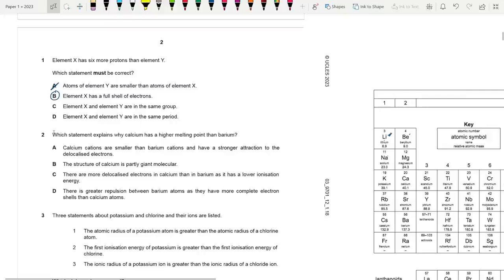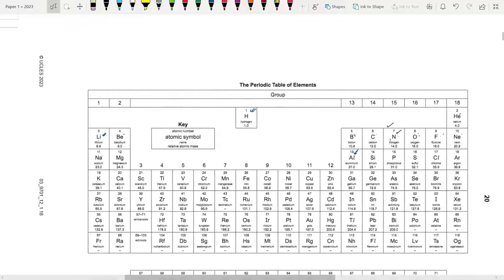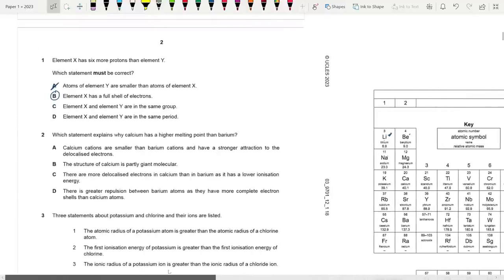Well, let's take a look at C and D though. Element X and Y are in the same group. No, not necessarily. Like we saw nitrogen and aluminium, they are in different groups. They are in the same period. Not necessarily, okay? So C and D are wrong.